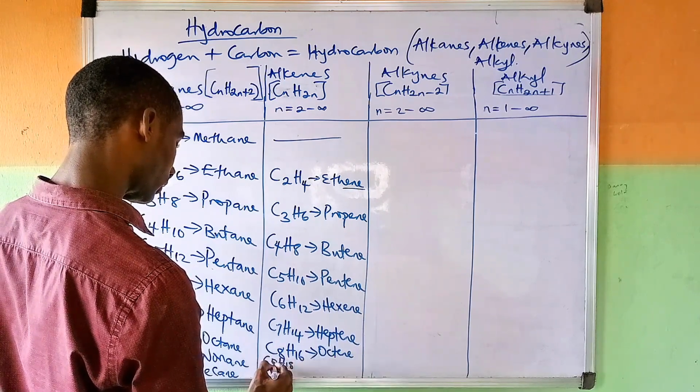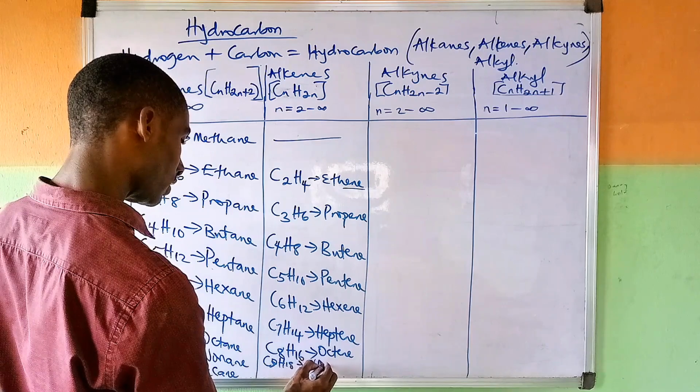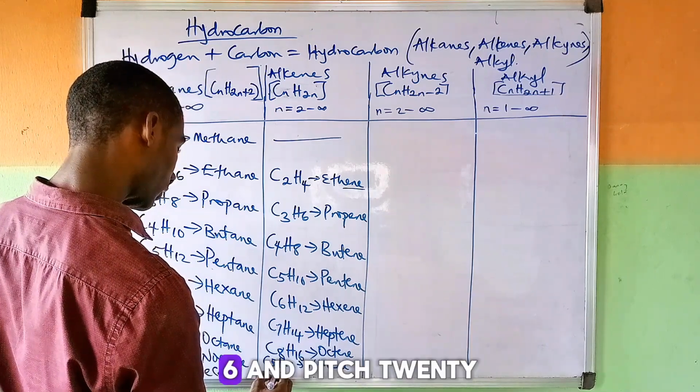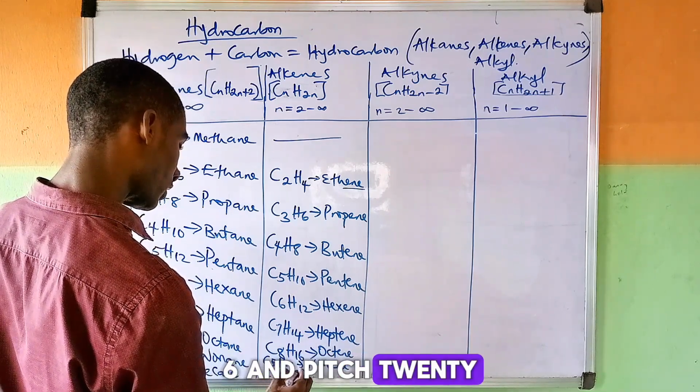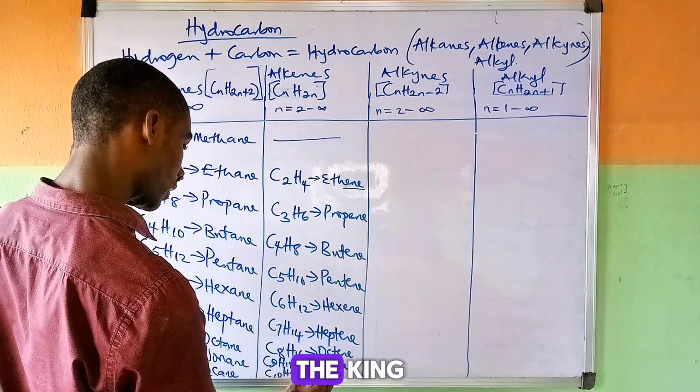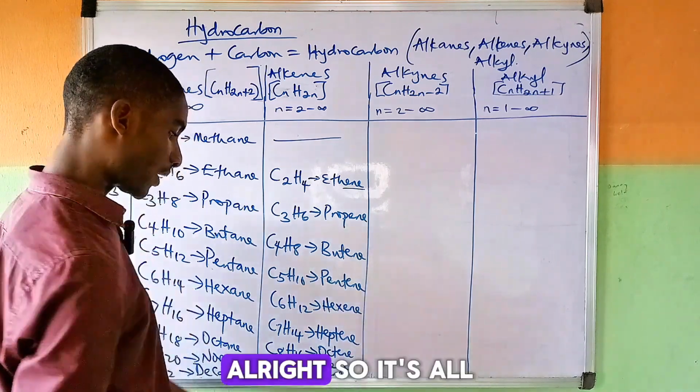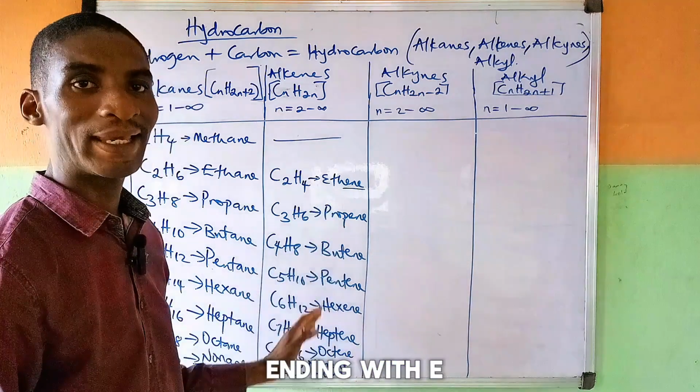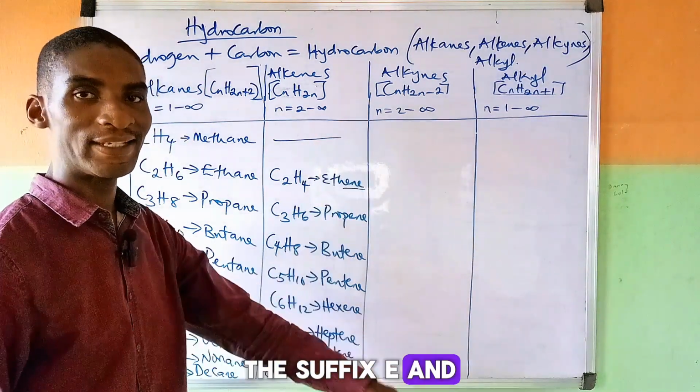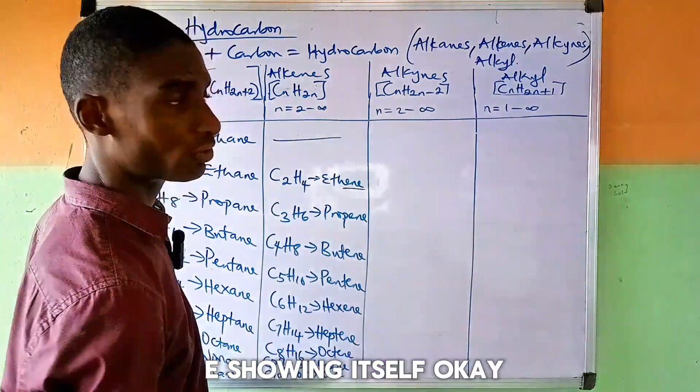C9H18, nonene. C10H20, decene. All of them end with the suffix -ene, showing it's an alkene.